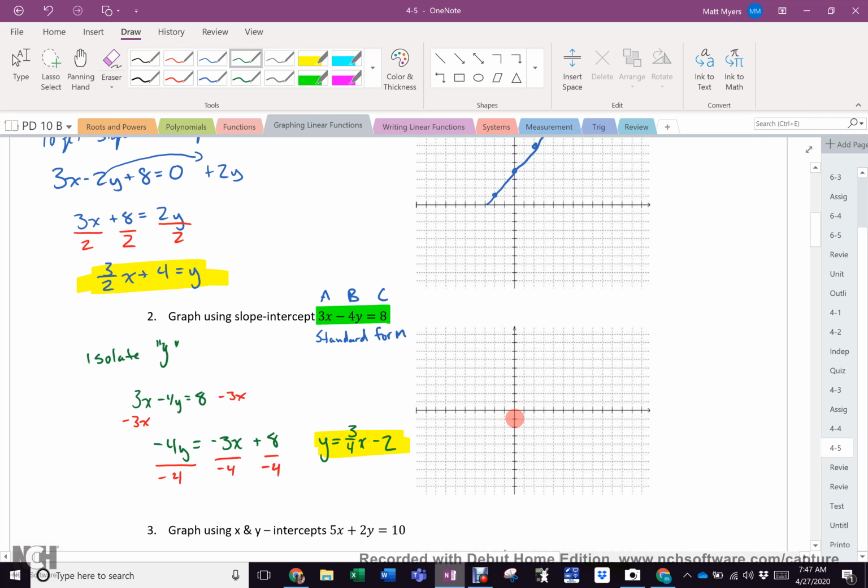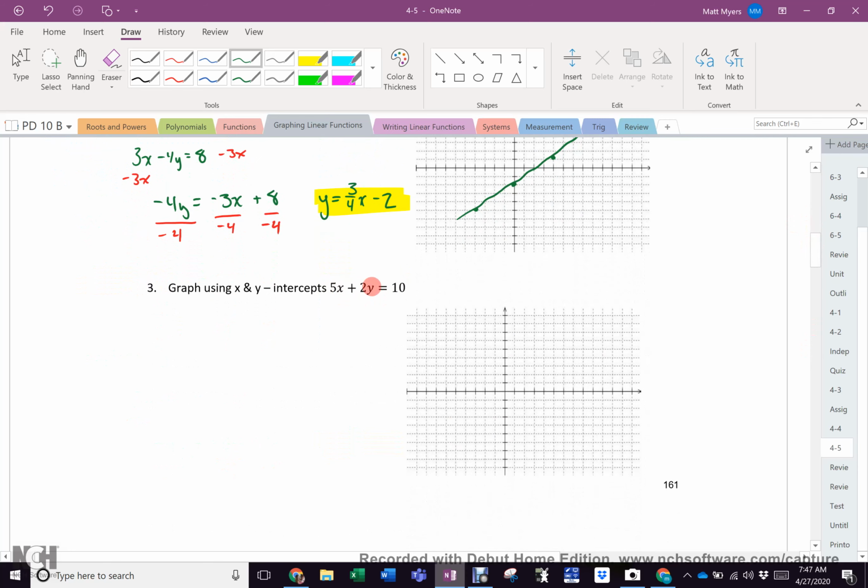So I go to negative 2, and I go up 1, 2, 3, and I run 1, 2, 3 forward, to have a positive slope. And then I go down 1, 2, 3, and I run to the left 1, 2, 3, 4 to have a negative slope. Sorry, it's still a positive slope.